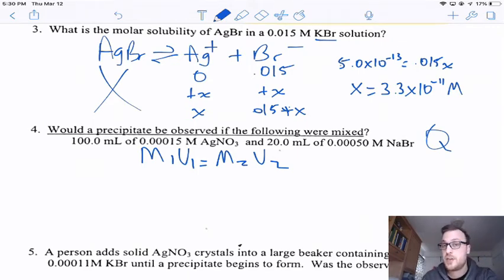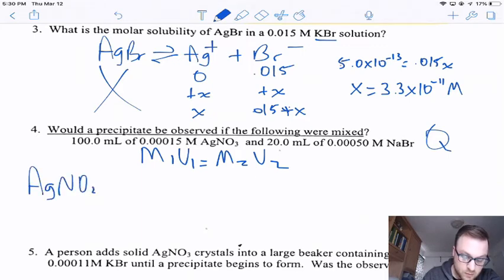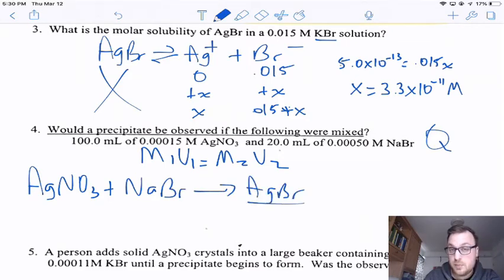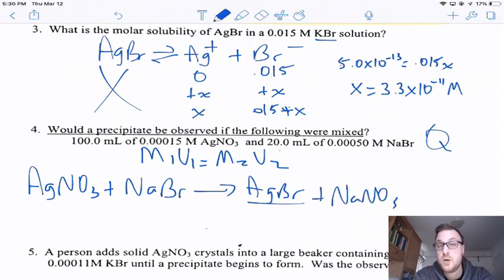This is a double replacement reaction. So we have AgNO3 reacting with NaBr. We get our AgBr possibly precipitating. That's what we're going to figure out. And NaNO3, which is always soluble.